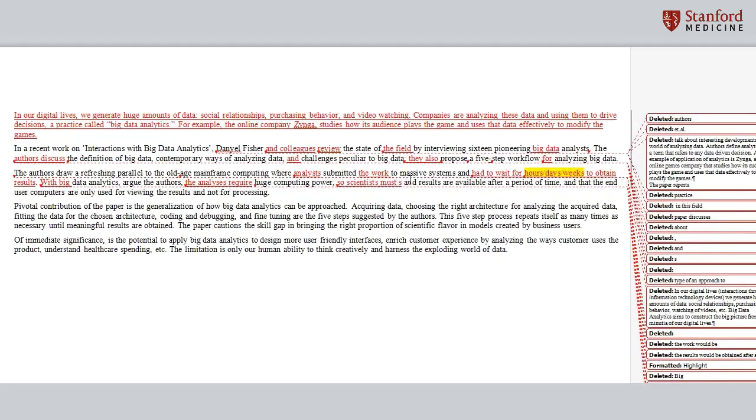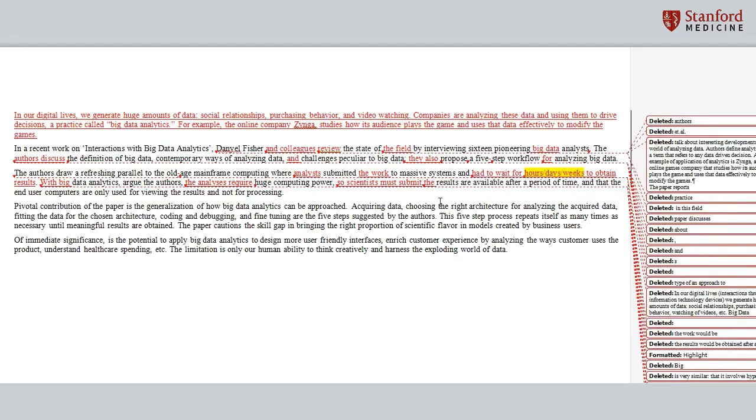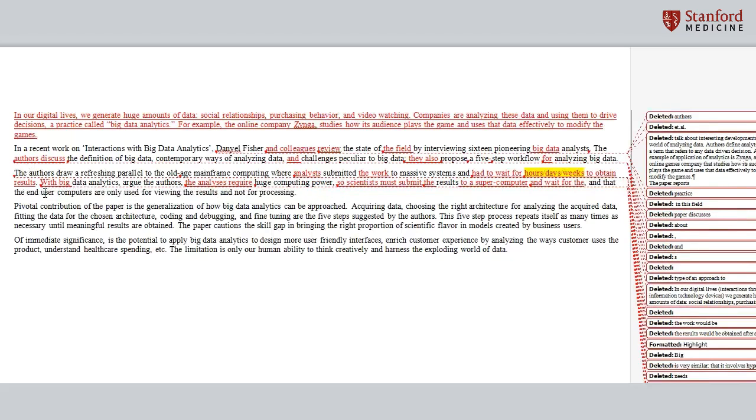scientists must submit the results, say, to a supercomputer. I'm adding this detail, but I would assume that they're submitting them to a supercomputer, and that's why they're having to wait, right? Must submit the results to a supercomputer, and again, wait for a period of time, and wait for the results. So this sentence is now parallel to the first one. So again, we have to submit things to a supercomputer, and we have to wait for the results, sort of like we used to submit things to mainframe computers and wait for the results.